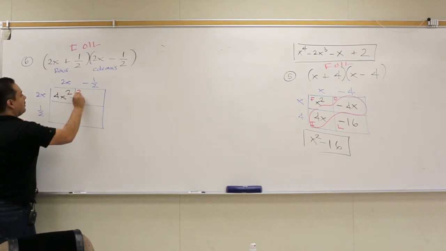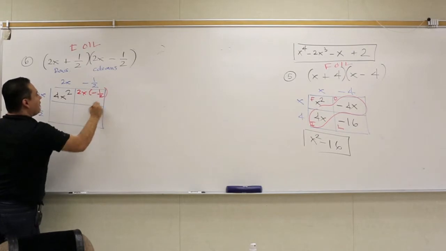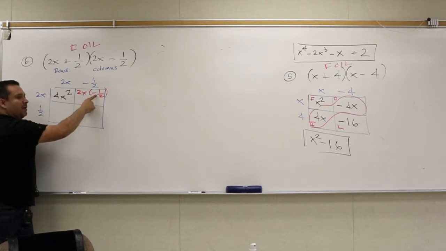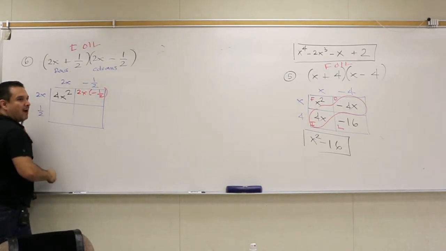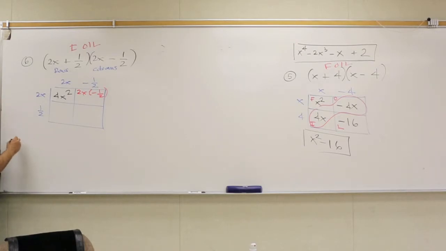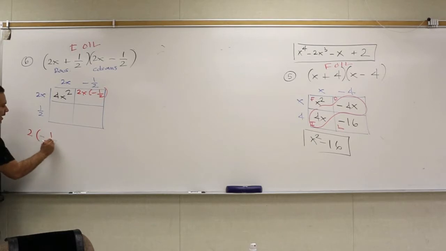Let's see. 2x times negative 1/2. If I switch the order, aren't I multiplying 2 with a negative 1/2? What's 2 times negative 1/2? I love it. Look at this. 2 times negative 1/2 is what? What am I going to multiply this 2 with? Is that a fraction? Okay. 2 times what number? Not 2.